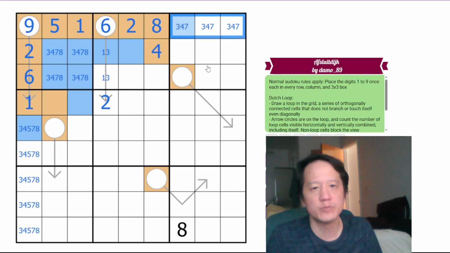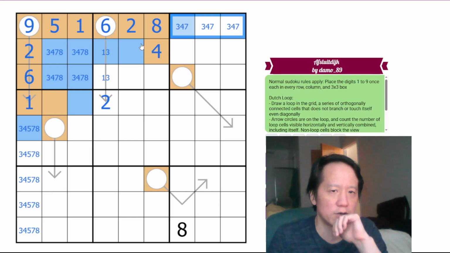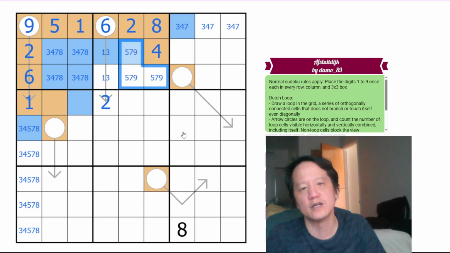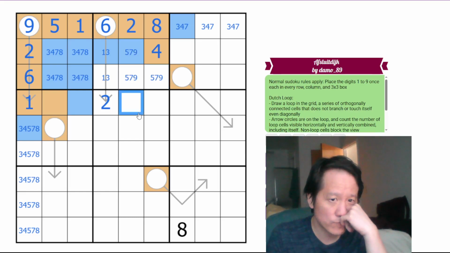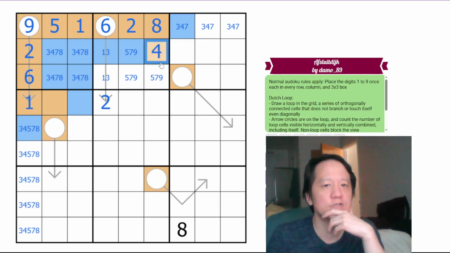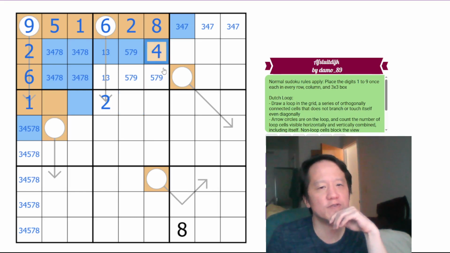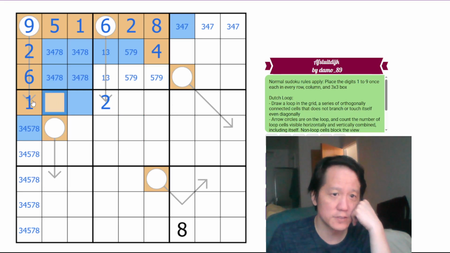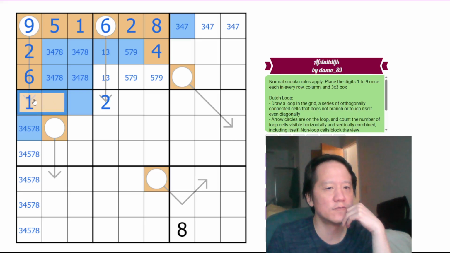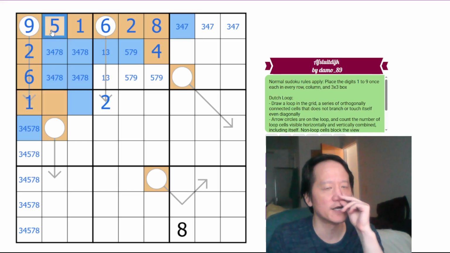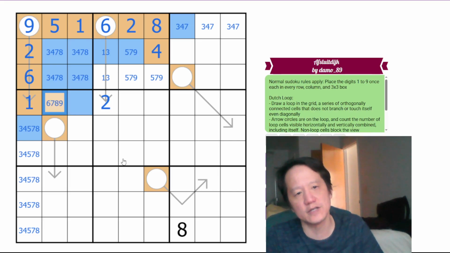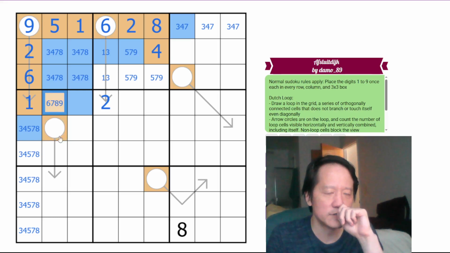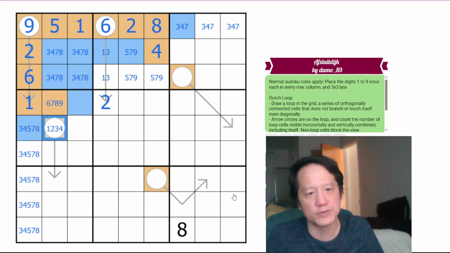So 8 cannot be here. This is a 3, 4, 7 pair. The remaining digits in box 2 are 5, 7, and 9. So this could go here if this is 9 here. This is 4 or more away from 1, and it cannot be 5. So this is 6, 7, 8, and 9. This has to be 4 or more away from 6, 7, 8, and 9, which makes this 1 through 5.